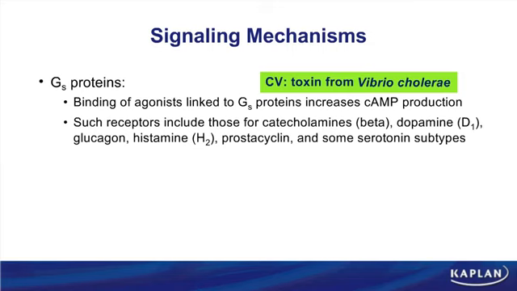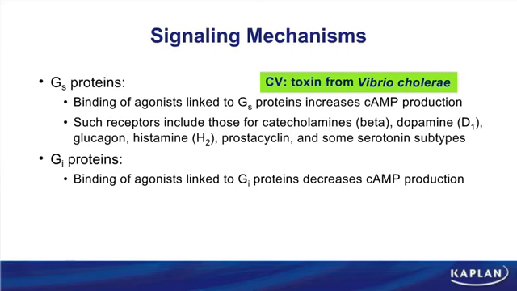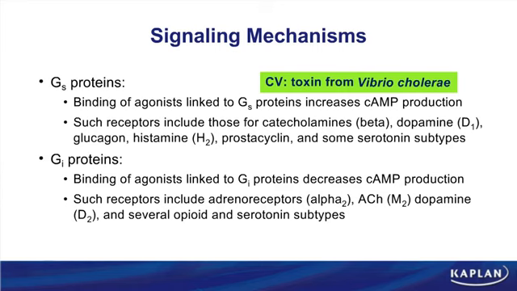GI, on the other hand, inhibitory G proteins are going to inhibit adenylyl cyclase. They're going to decrease cyclic AMP. Once again, exactly the opposite of GS. When I see that decrease in cyclic AMP through GI-coupled pathways, I'm going to have inhibitory effects on cells. Importantly, receptors that you have to know that are GI-coupled: alpha-2, muscarinic M2, and dopamine D2.